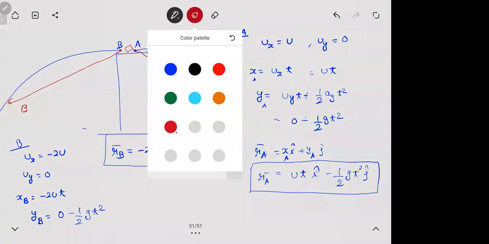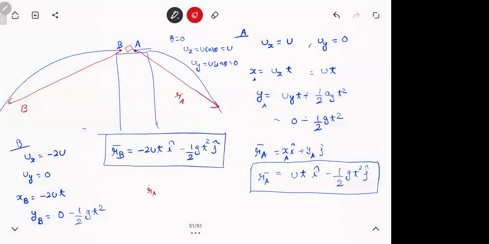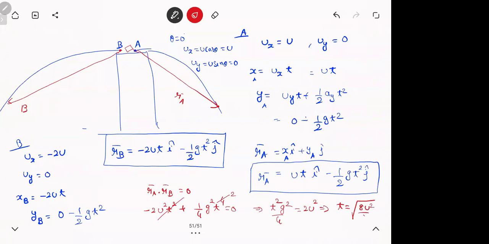Now what are you asking? You are asking when are these two perpendicular? So RA bar dot RB bar is 0, because they're perpendicular. So when I do the dot product, what will I do? Multiply i components and multiply j components. So that would be minus 2u square t square plus half into half, 1 by 4 g square t power 4, is 0. So we cancel one t square. You get t square g square by 4 is 2u square. So we get time is root over 8u square by g square. So time will be 2 root 2 u by g.